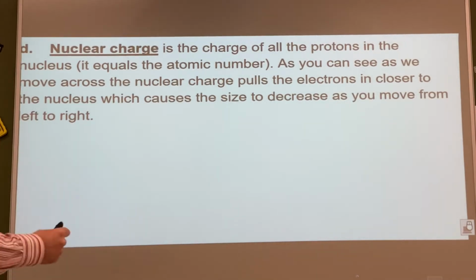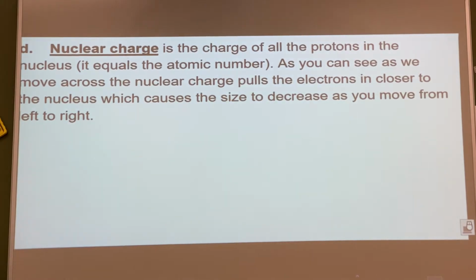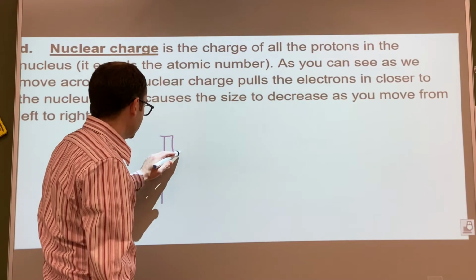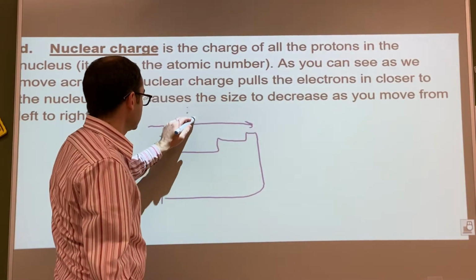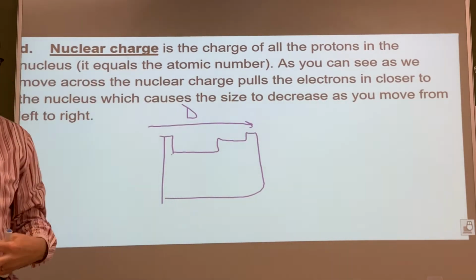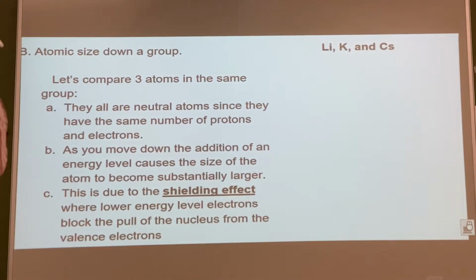Okay, so nuclear charge, we talked about it a little bit. It's the charge of all the protons in the nucleus. It equals the atomic number. As you can see, as we move across, the nuclear charge pulls the electrons in closer to the nucleus, which causes the size to decrease as you move from left to right. So as we're moving across the periodic table, it's going to get smaller, it's going to decrease, okay, as you're going across there. All right. Now let's talk about going down a group, and this one I think will make more sense.